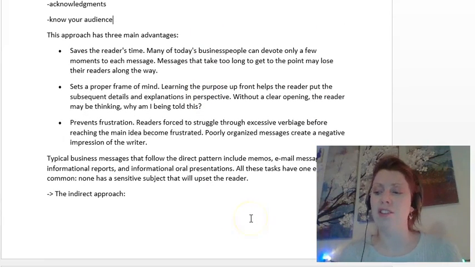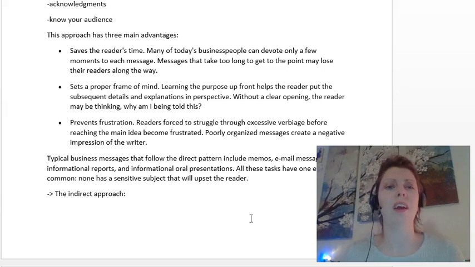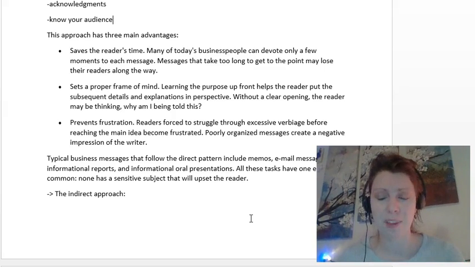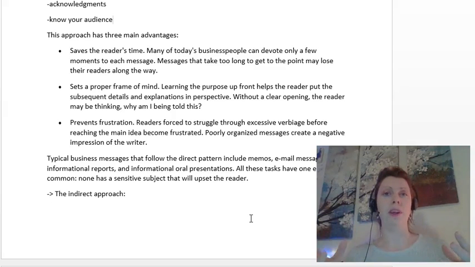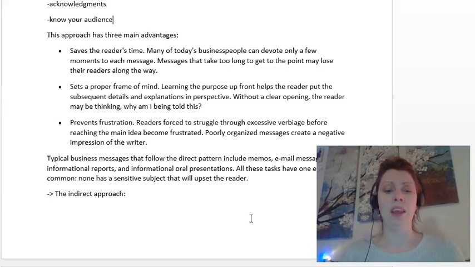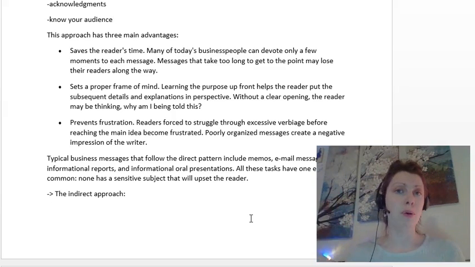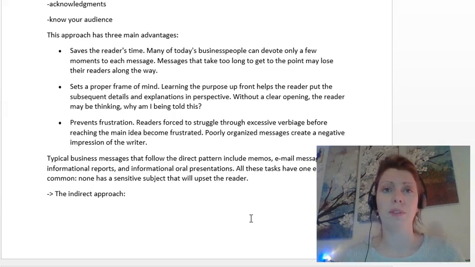So there are benefits to using this approach, and those are that it saves the reader time. If you front load, then the reader can look at your opening paragraph and know what it's about, and then decide if they want to continue. Like I said before, if you have subpoints and subtitles, they can jump through and find what they really want to read. People receive hundreds of messages nowadays, and they don't want to spend half an hour reading just your email or your memo. So direct approach saves time.